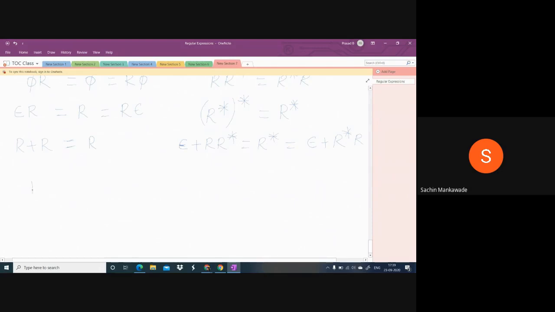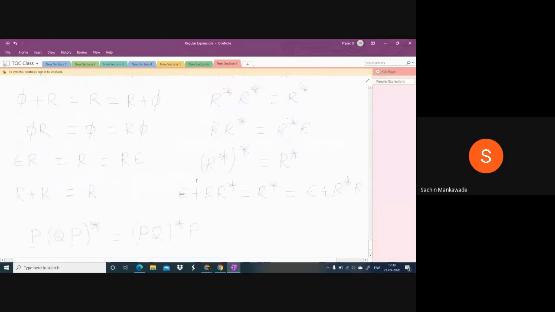P, Q, P followed by Q followed by P. Whatever this and this, if these two are same, and if you have whole star for this, then we can shift the brackets like this. PQ whole star P. Okay. P followed by QP whole star is equal to PQ whole star followed by P. Next.